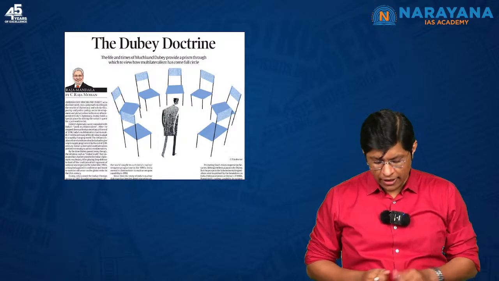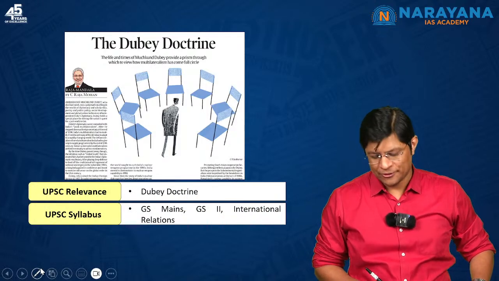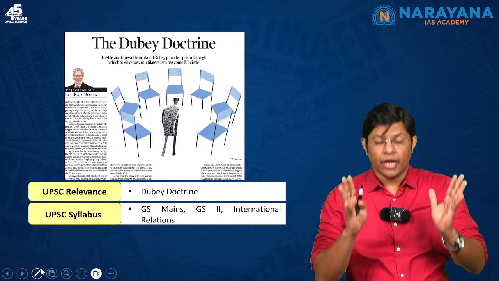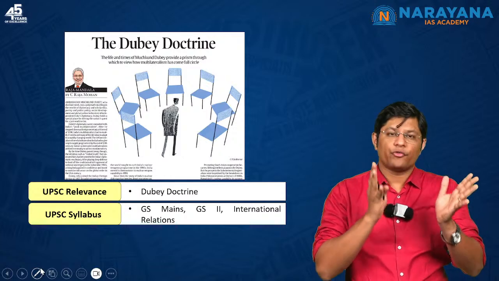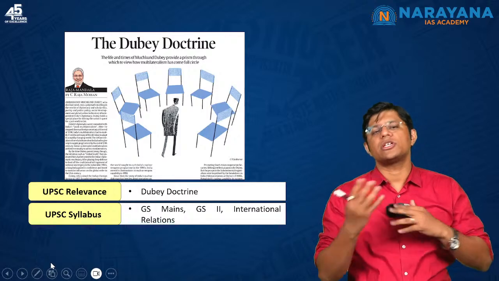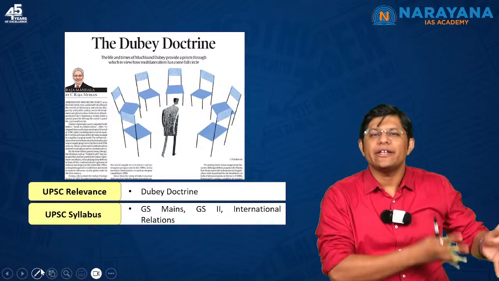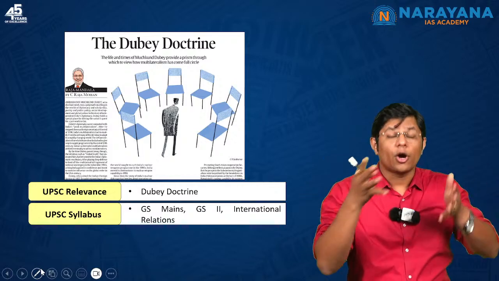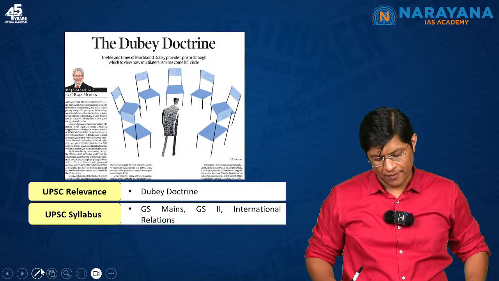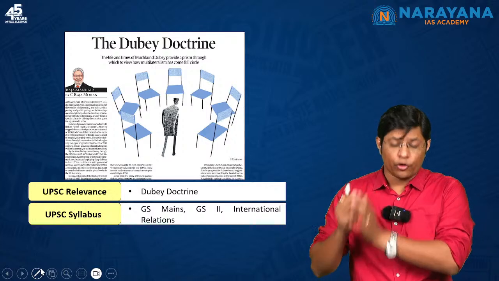Again, this topic is authored by a very famous columnist, C. Raja Mohan. So students, in this article, we are going to understand the Dubey Doctrine. Now, in this article, we are going to focus on the evolution of the Indian foreign policy. Why? Because a question can be asked in the UPSC examination over how the Indian foreign policy has evolved or changed since the time India got independence. Right? And that's the reason, let's try to understand the evolution of Indian foreign policy.